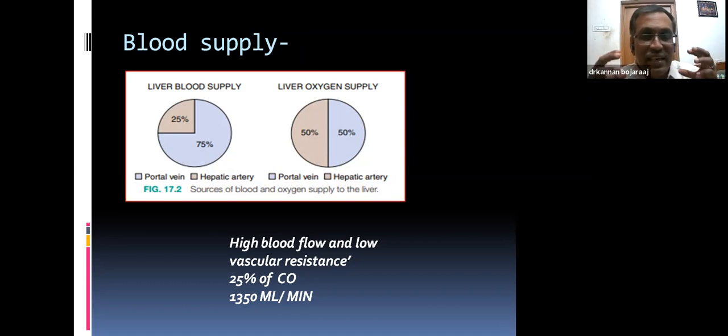This is physiology that all anesthetists should understand. The liver has a dual blood supply: the hepatic artery at 25% and the portal system at 75%, while the oxygen supply is roughly 50-50, about 45 to 55 each. Compromise should not occur in the hepatic arterial supply because it has a rich oxygen content.